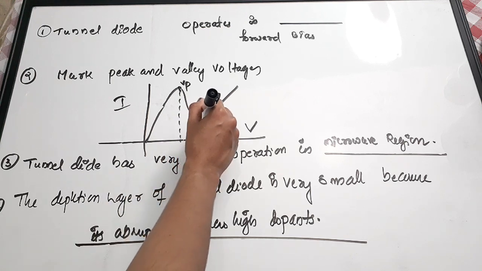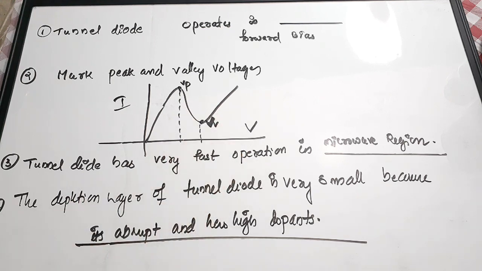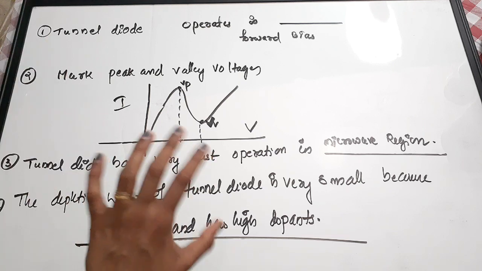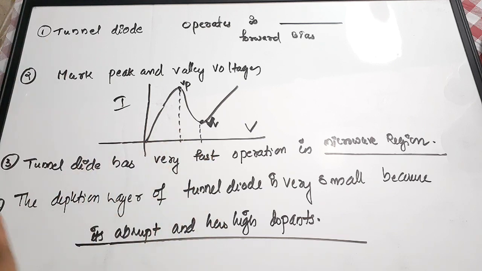Now, this voltage is called the valley voltage, and at that point it is the voltage at which the tunnel diode will act like a normal PN junction diode. From that point onwards there is no tunneling happening, it will just start behaving like a normal PN junction diode.